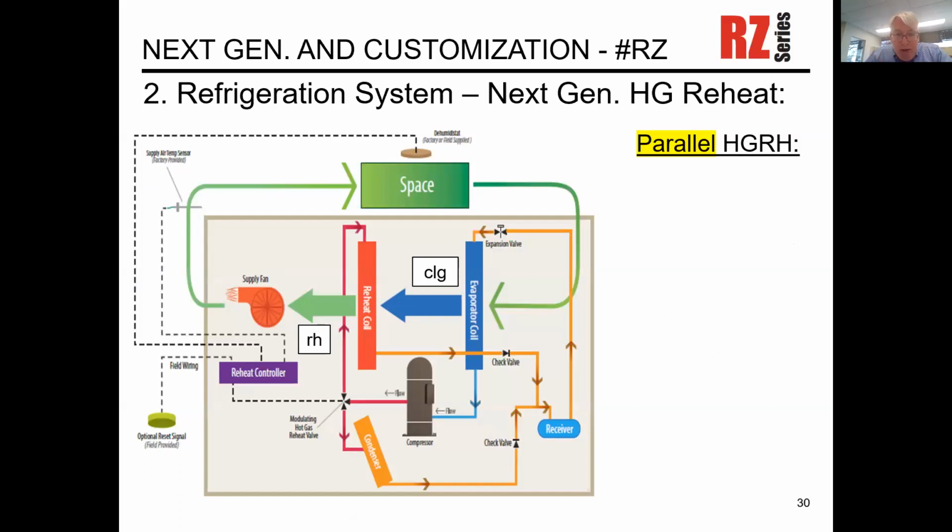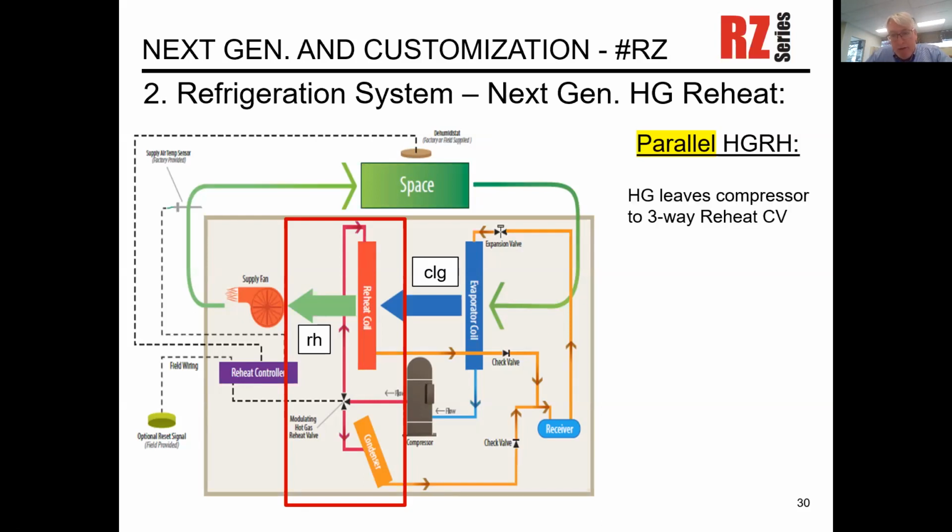Once again, we have the same airflow where your space air enters your blue evaporator coil. Again, it gets cooled and then hits your reheat coil. Once again, I want you to look at the piping arrangement on the discharge side of your compressor where the reheat is. All right, so same again, your hot gas leaves your compressor and travels to the three-way reheat control valve. That valve is usually modulating.